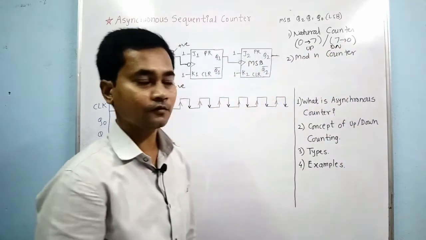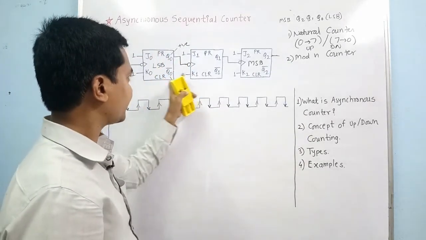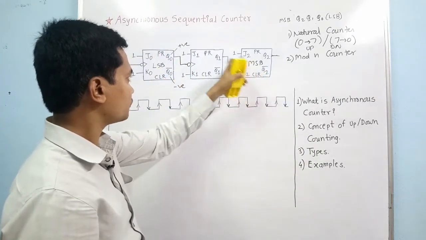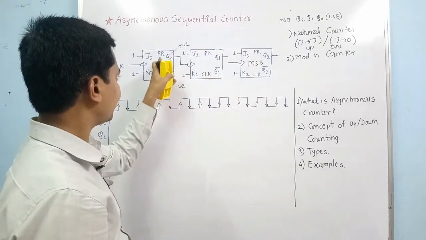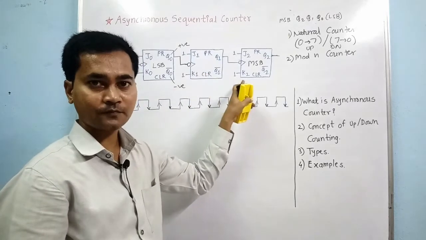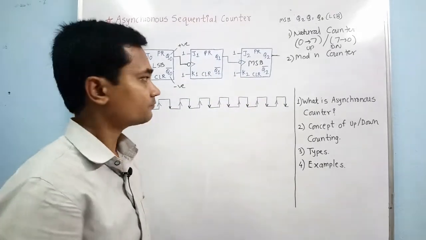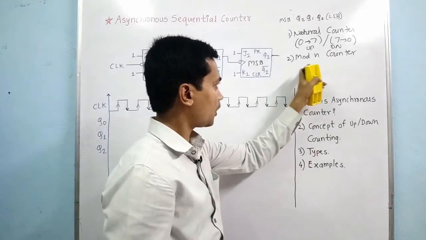So this is a straightforward normal counter, meaning here we are not connecting any flip flop's output to the reset or preset or clear inputs of the flip flops. So this is just the natural counter. Now what about the mod n counter?